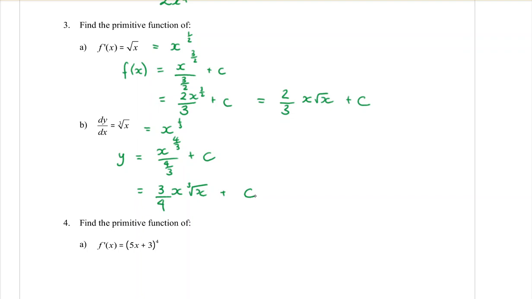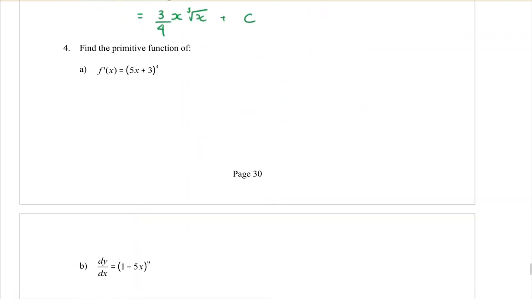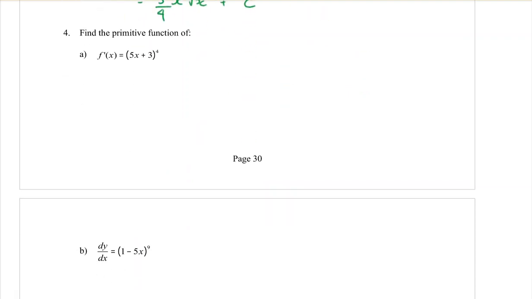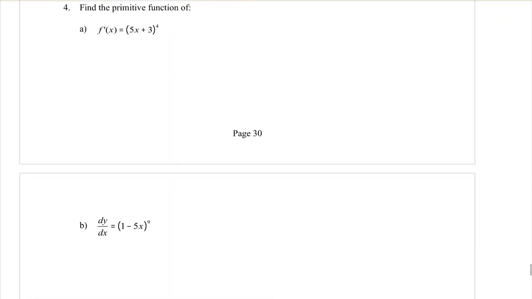All right, question 4. Moving on to the next type, which involves brackets. Reverse chain rule, that's right. So to do this, if you remember for the differentiation process, it was bring the power down to the front, multiply by the derivative of the bracket, and subtract 1 from the power. So when we reverse the process, yes, correct, Ben, good job.